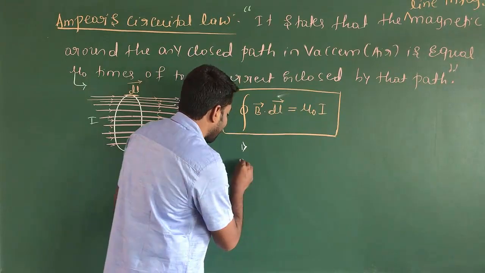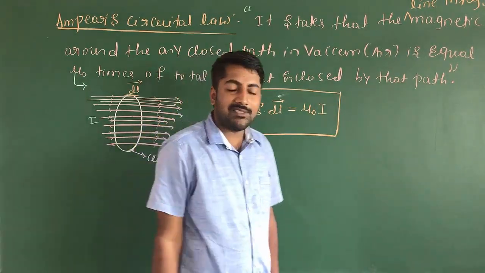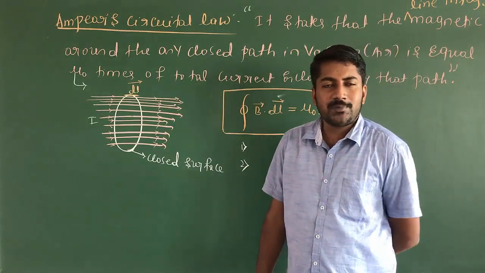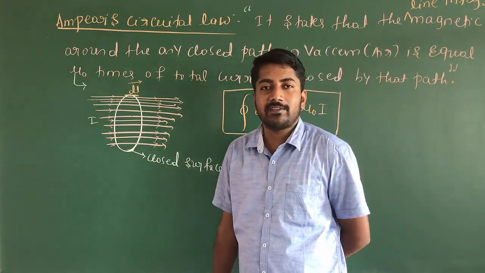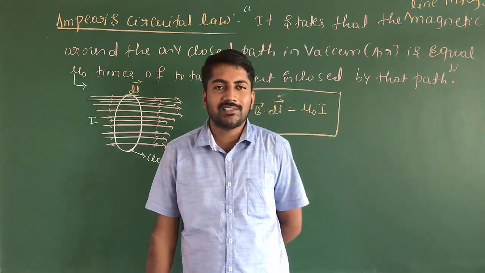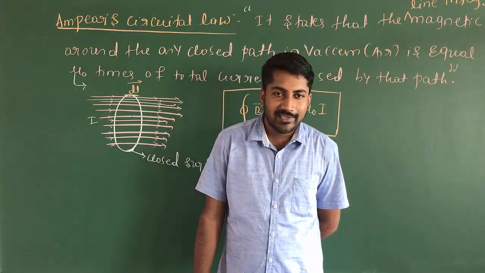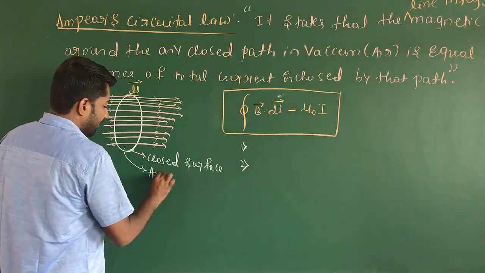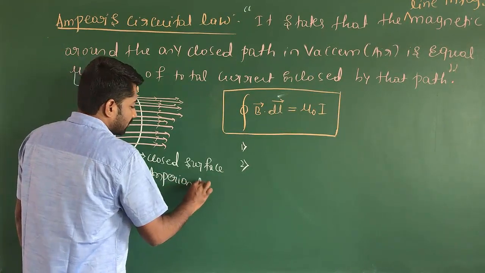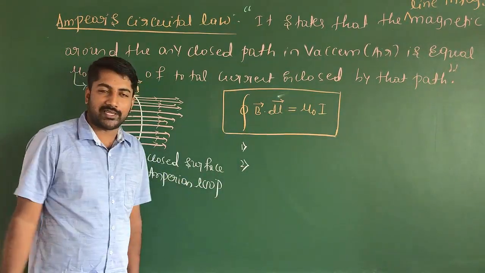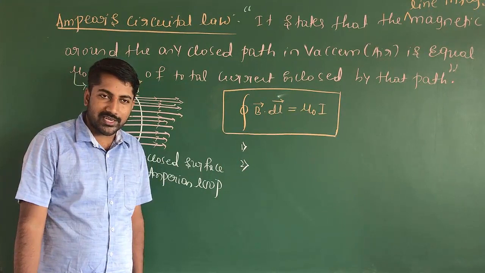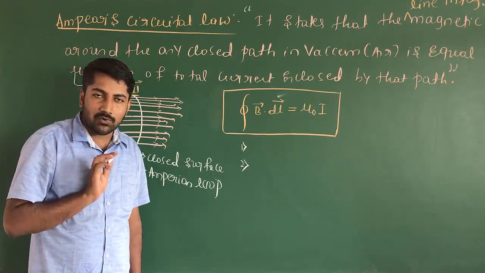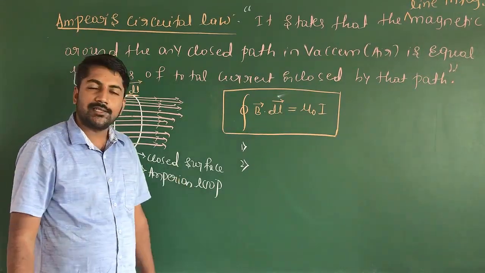And the second point. Here, the closed path around the current carrying wire is called the Amperian loop. This is called the Amperian loop. The closed path around the wire is called the Amperian loop.